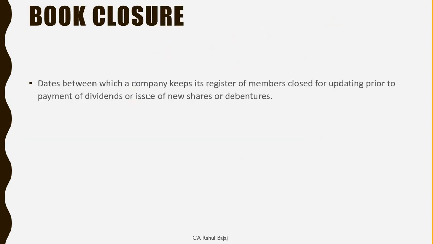Book closure. These are the dates between which the company keeps its register of members closed for updating prior to the payment of dividend and issue of new shares and debentures. Whenever dividends are declared, there should be a cutoff date. Say if you are holding on the 10th, for example, on that day, then you are eligible to get the bonus, else the person whose name is reflecting on the 10th will get the bonus. So that is my book closure.